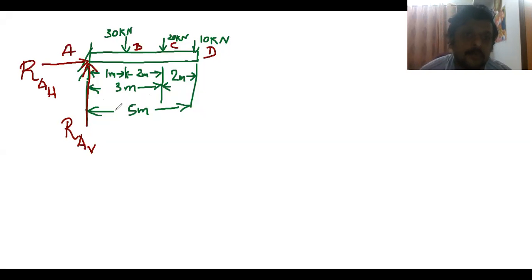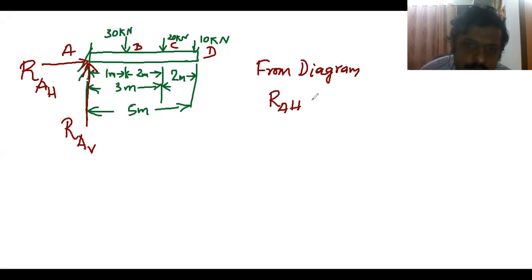Now the thumb rule is, what is the thumb rule, students? You have to know the thumb rule. From the diagram, we observe that RAH is equal to 0. Why is it 0? Because RAH is acting towards the left, which is horizontal, and there is no other force compensating to balance that particular force. So we say that RAH is 0 from the diagram.